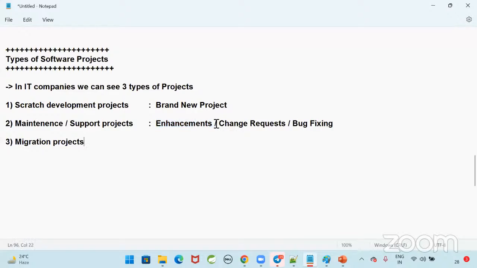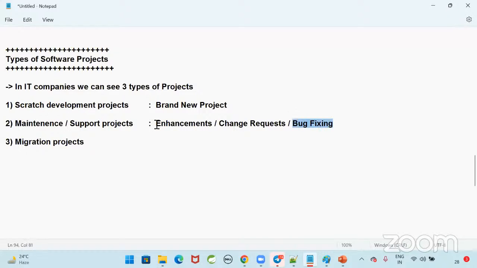So there are so many projects already developed, but based on the client and business requirements, we are adding enhancements to the existing application. That means adding new functionality to the existing project is called an enhancement. The second category is change request. We already developed that functionality, but the client is asking us to change it. That is a change request. The third category is bug fixing. People are using our application, and we are getting some issues in production. We need to fix those issues. That is called bug fixing.